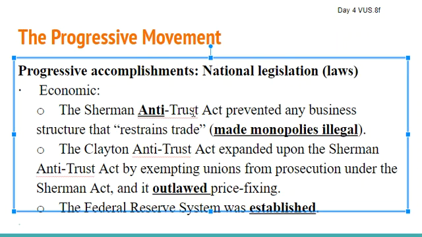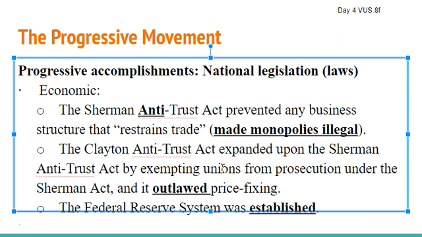There's also the Clayton Antitrust Act, which just expands upon the Sherman Antitrust Act. And this exempted unions from prosecution under the Sherman Act, and it outlawed price fixing. So essentially, the big thing is unions. Sometimes if you're in a union, you would get in trouble. But now you can be in a union, and unions are a good thing. Like there's teachers unions. So we have people that meet, try to figure out how much teachers should get paid. And if somebody was to do something bad, like Fairfax County is going to pay teachers less, the union would be very upset about it.